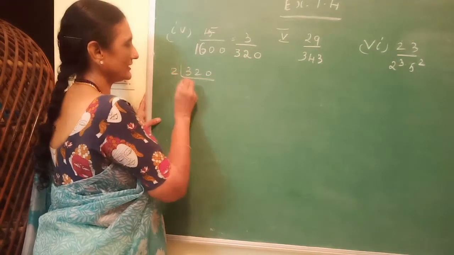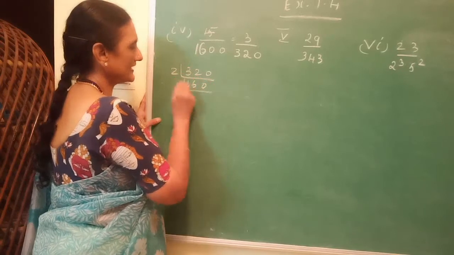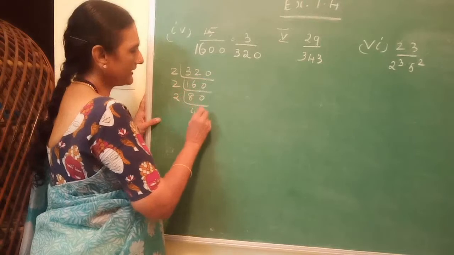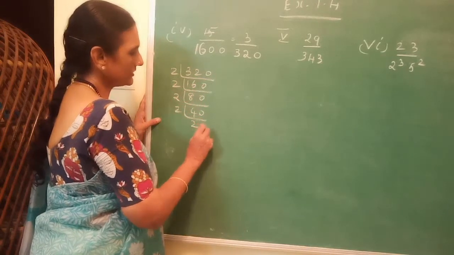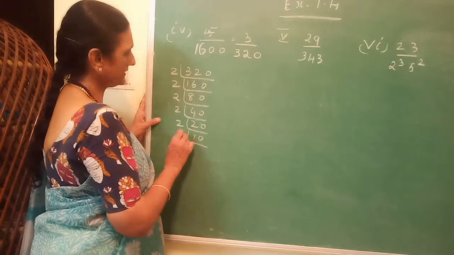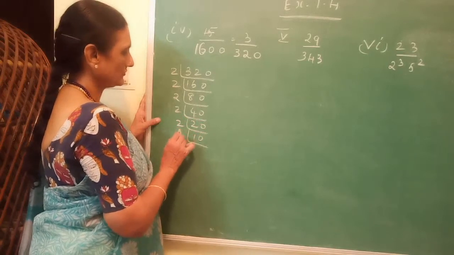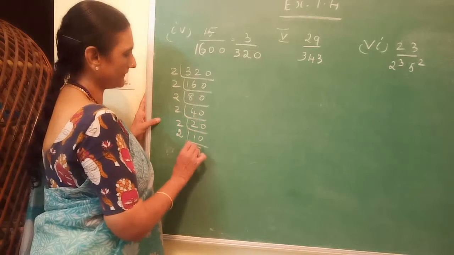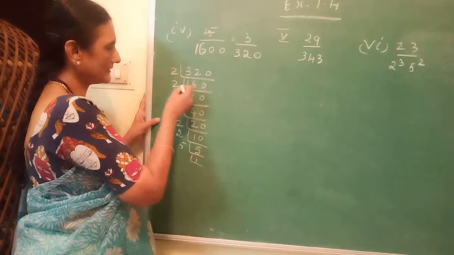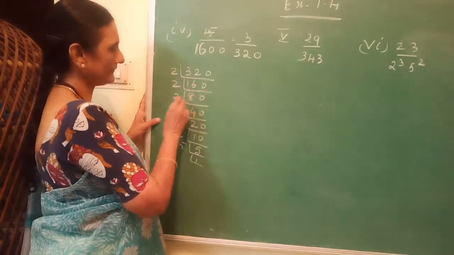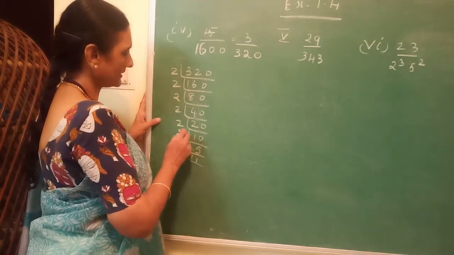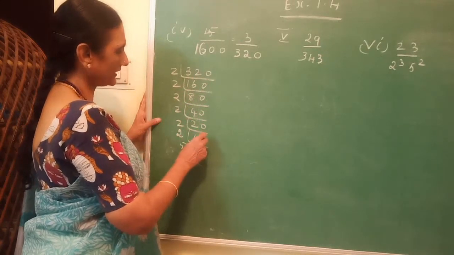So start with 320. It is 160, 80, 40, divide by 2, 20, divide by 2, then again you divide by 2, it is 5. Now check your answer. 2 once, 2 again, one more time, 2 again, 2 again. So what have we got?